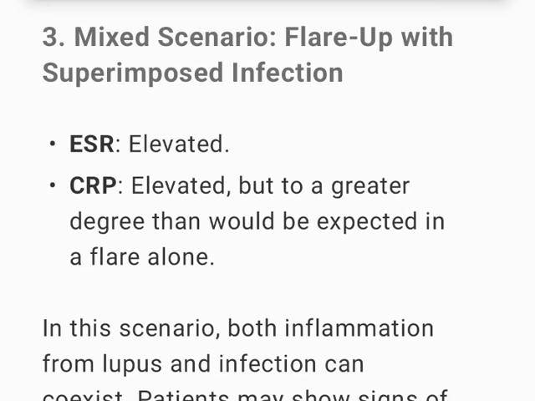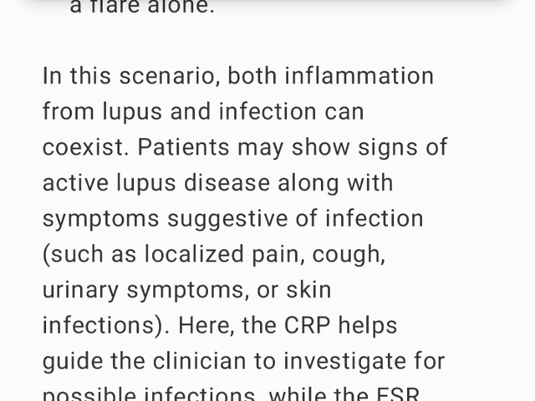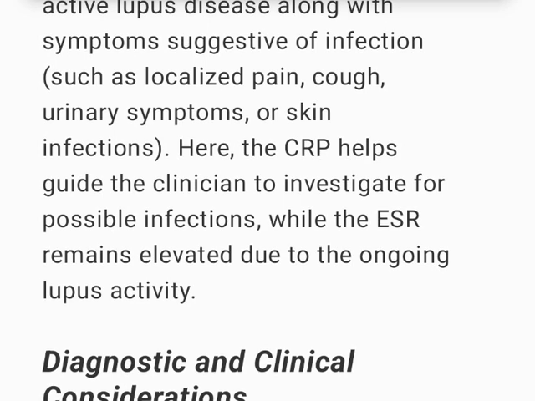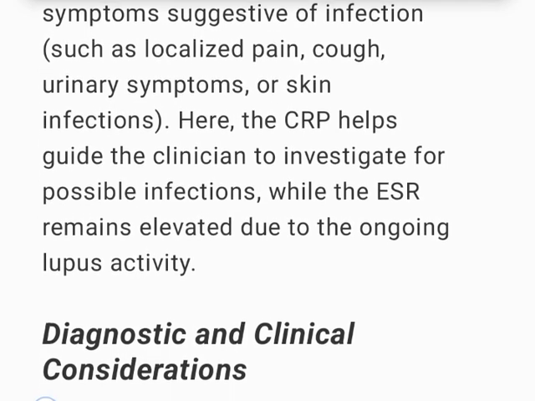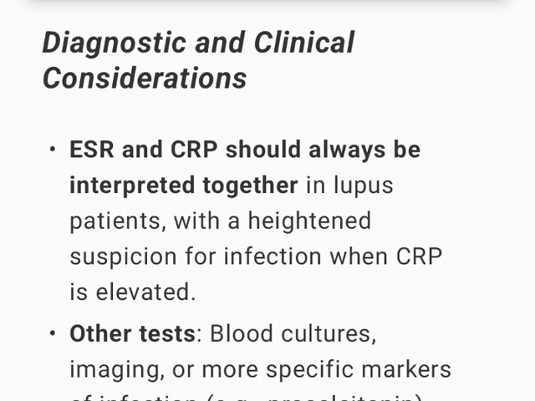3. Mixed scenario, flare-up with superimposed infection. ESR, elevated. CRP, elevated, but to a greater degree than would be expected in a flare alone. In this scenario, both inflammation from lupus and infection can coexist. Patients may show signs of active lupus disease along with symptoms suggestive of infection, such as localized pain, cough, urinary symptoms, or skin infections. Here, the CRP helps guide the clinician to investigate for possible infections, while the ESR remains elevated due to the ongoing lupus activity.